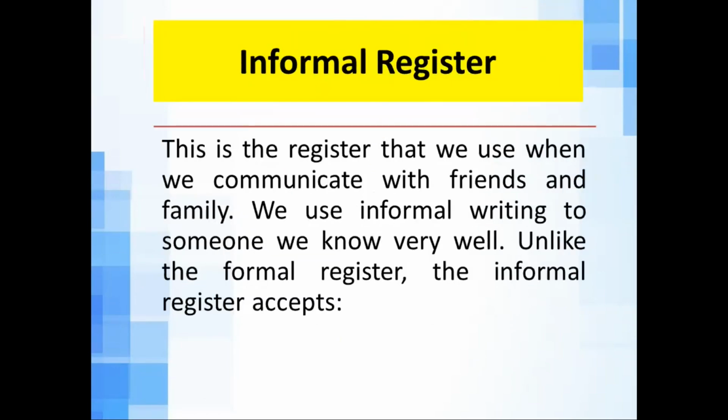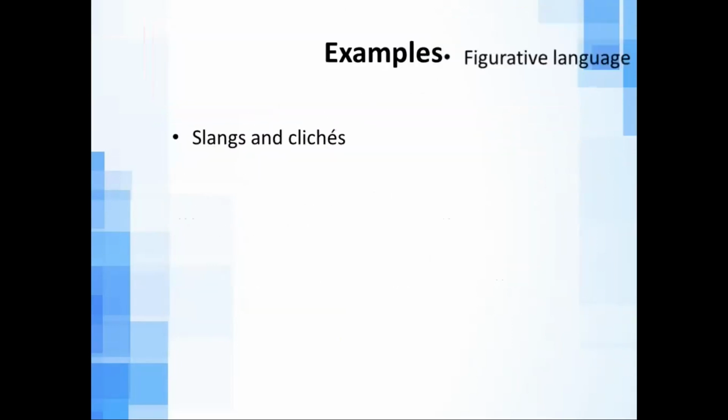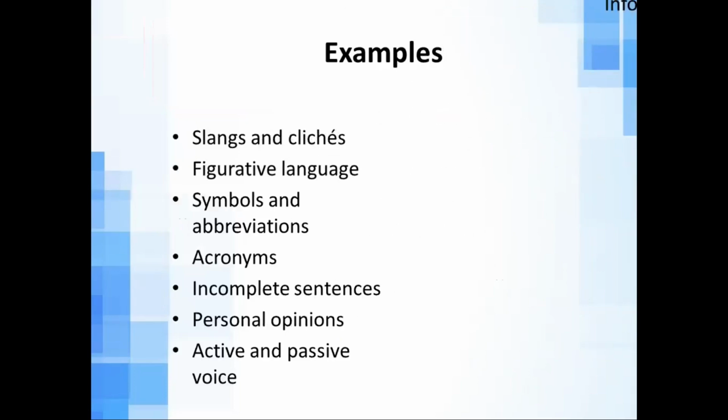Next register, so you have formal, we have informal registers. To young people, this register is what you often use or what we often use when we communicate with friends and family. So also when we communicate to someone we know very well. Unlike the formal register, the informal register accepts slang and cliches, so those that we avoid in the formal register.